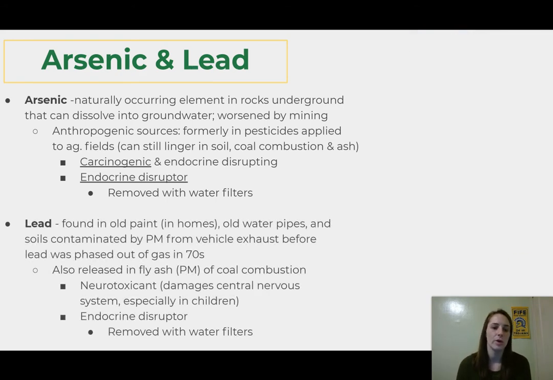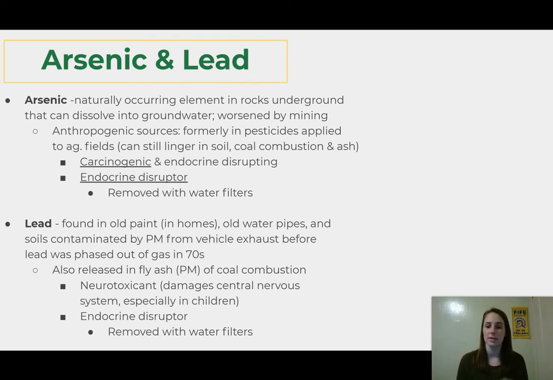Now, lead is going to be, as we previously talked about, found in old paint in homes. It's been phased out of paint, but old homes have it. It also is in old water pipes. Water pipes used to be made of lead. And then it's also in soils that are contaminated by particulate matter from vehicle exhaust, because before the 70s, we had lead in our gasoline.